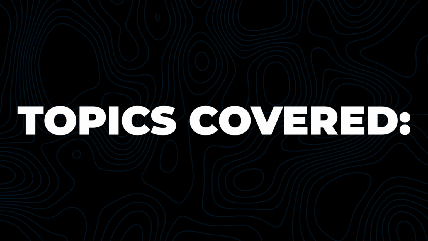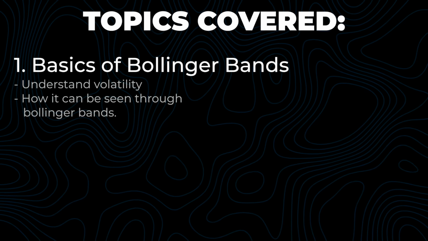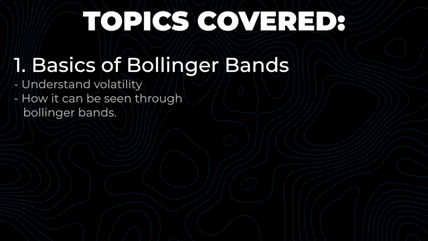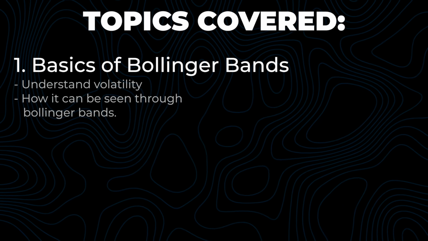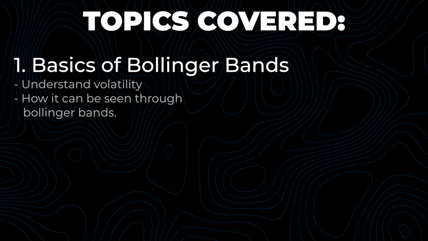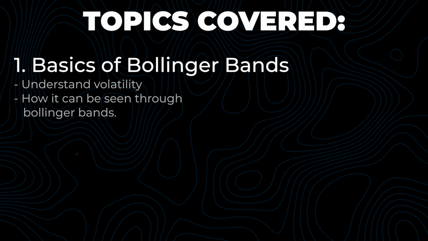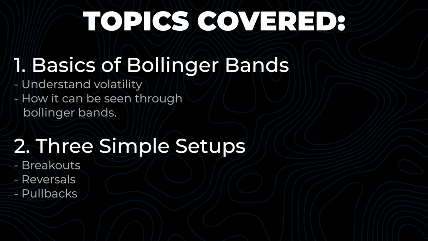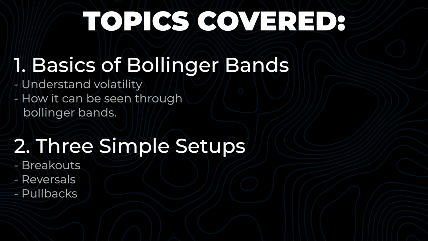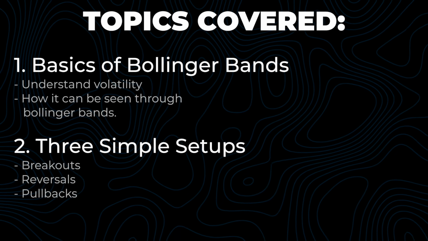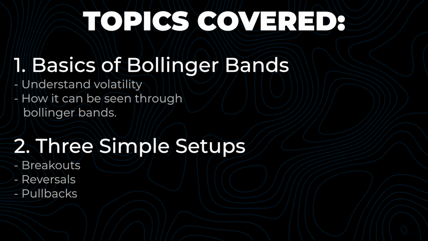Here are the topics covered in this video. Firstly, we will learn the basics of the Bollinger Bands indicator. Here, we will understand the concept of volatility and how it can be seen through the Bollinger Bands. Next, we will look at three simple setups using the Bollinger Bands. These are breakouts, reversals, and pullbacks.